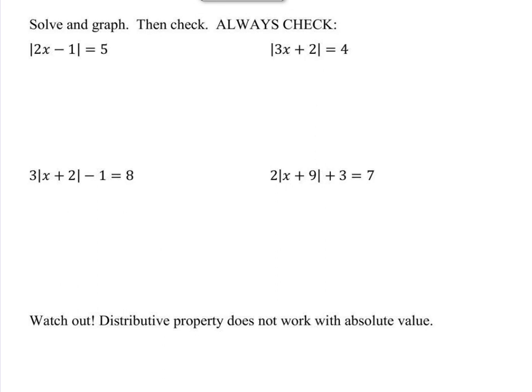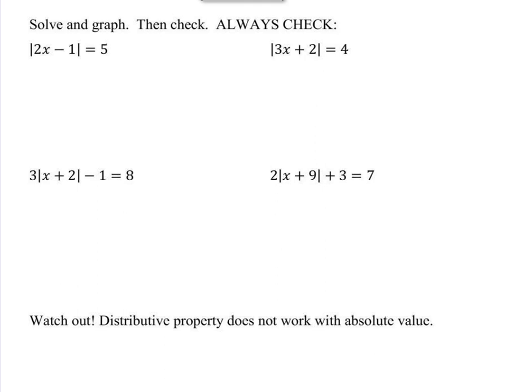All right, solve and graph, then check. And what's probably the most important thing up here? Always check. You have to check your answers with absolute value. You don't have a choice. Because sometimes you might get something that's called an extraneous solution, a solution that does not work. That's a vocab word for this chapter, by the way, right? Yes. Solution that doesn't work is an extraneous solution. So you have to check your answers here.